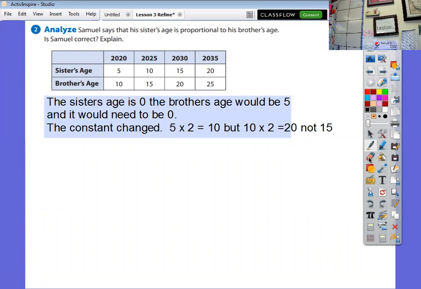Ready? Ratio. Comparison of 2 quantities by division. This is the best part. Ready? By division. Right? Now unit rate though. Ready? Comparison of 2 quantities by division.